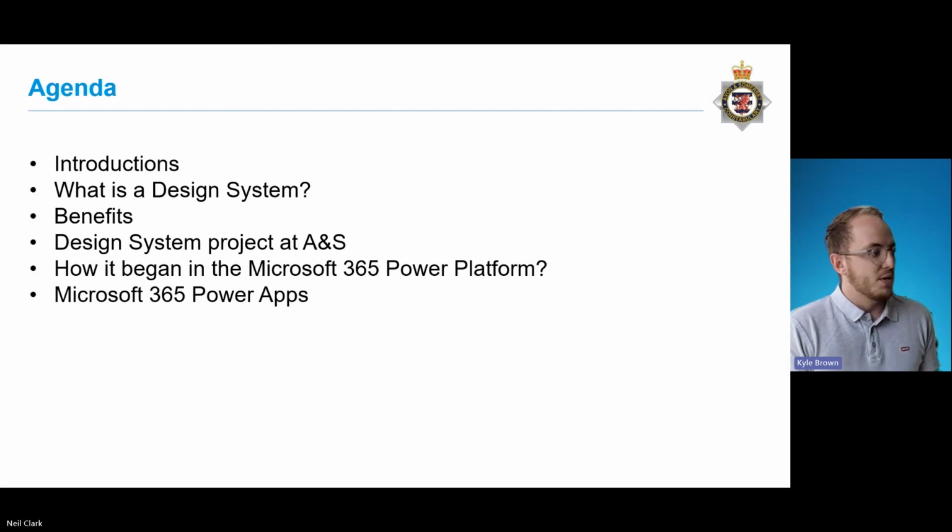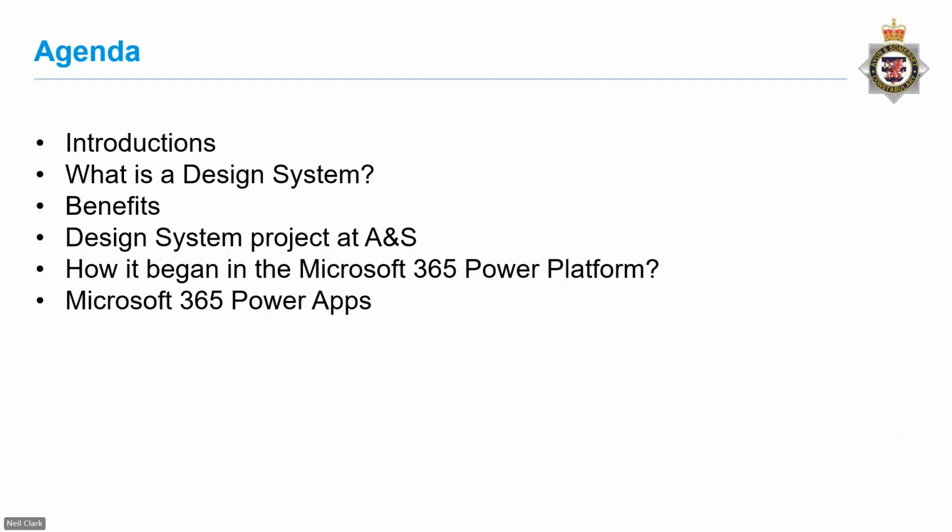So in terms of the agenda today, Neil's going to be covering what is a design system, what are the benefits of having one, and how we've done that in Avon and Somerset. I'll briefly explain how we've begun the journey within Microsoft Power Platform around that. And then George is going to show us how we built this into the Power Platform using the component libraries and a couple of examples of apps that we've already released that are using this. You can see them in there for real. So Neil, over to you.